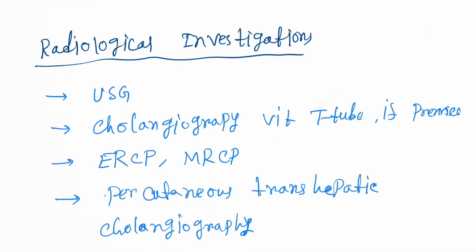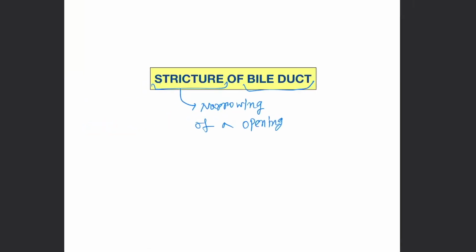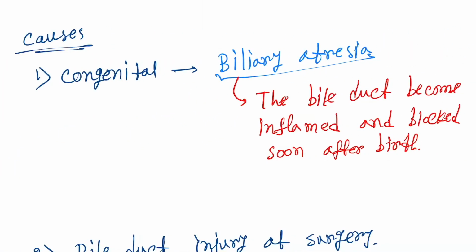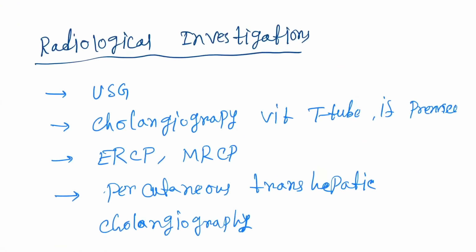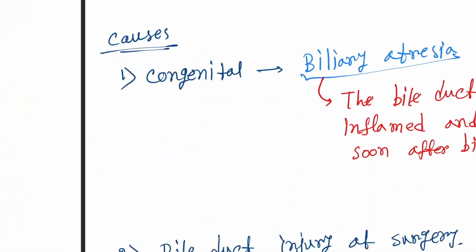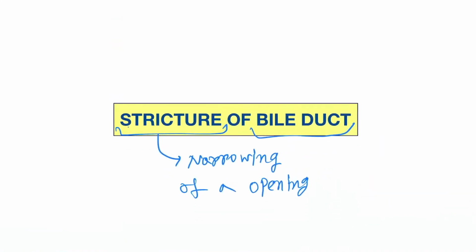Okay, so that's it. That is stricture of bile duct. We have seen the causes and investigations, that is radiological investigations. Okay, so that's it, the stricture of bile duct.